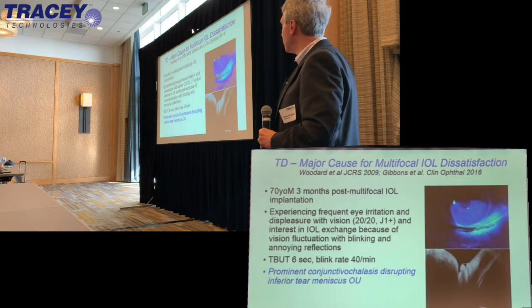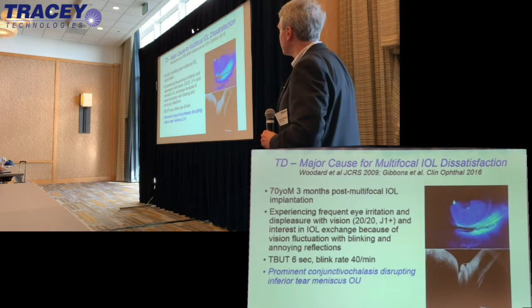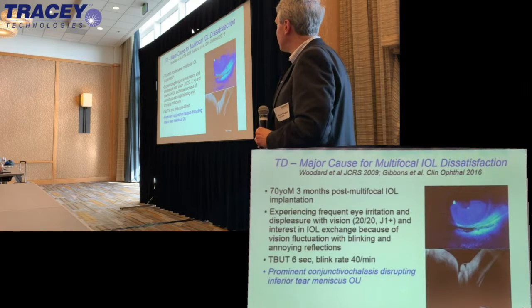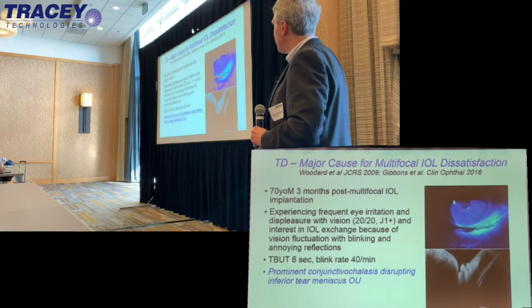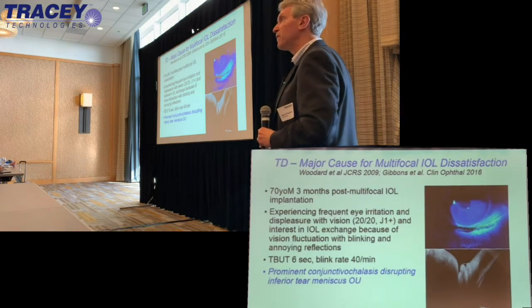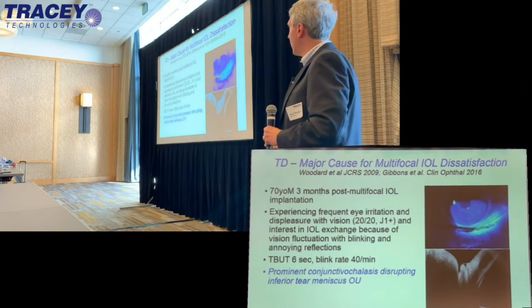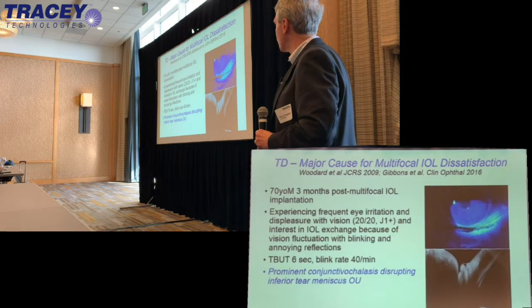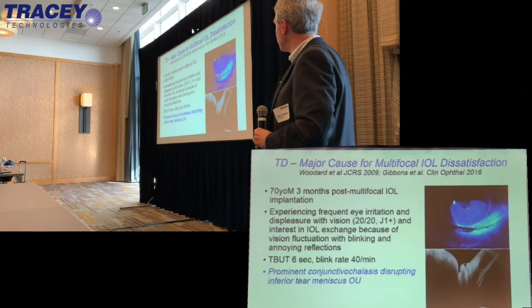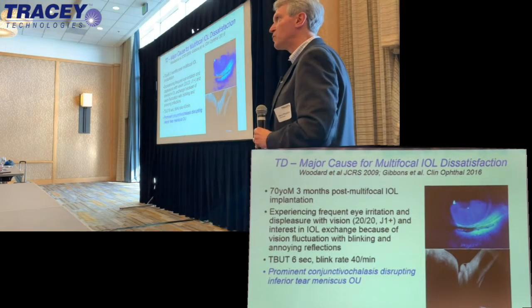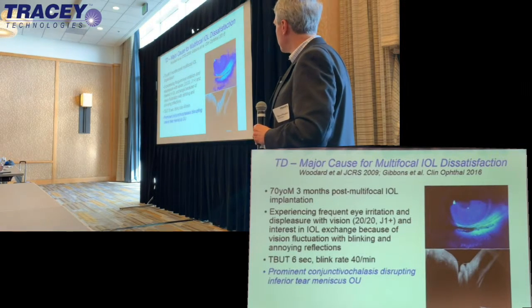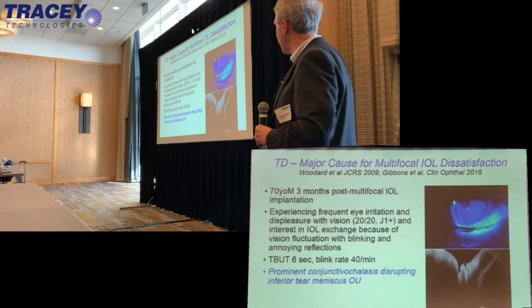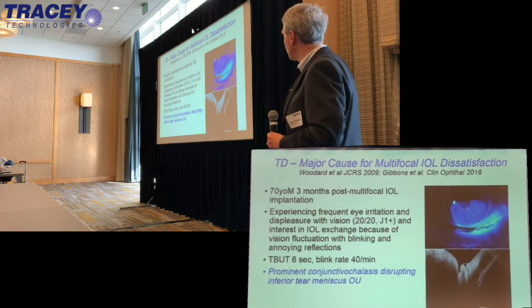But he was interested in IOL exchange because of the vision fluctuation, blinking and annoying reflections. He had a rapid tear breakup time at about 6 seconds, and he was blinking frequently, like 40 times a minute, which obviously can wear on you after a while, but may have been one of his problems. And when I took a look at him, you could see that he clearly had very prominent conjunctival chalasis that was disrupting his inferior tear meniscus, and you could also visualize that on anterior segment OCT.